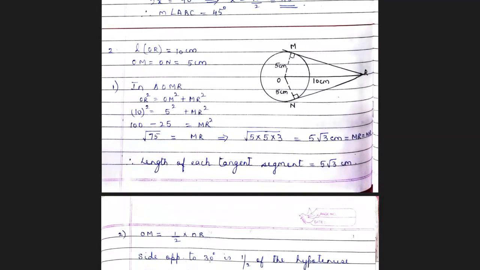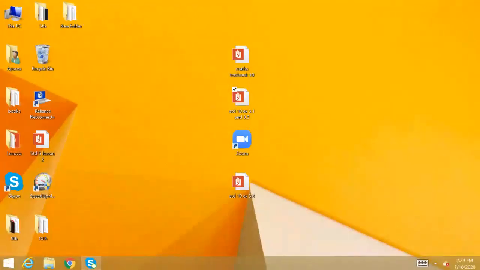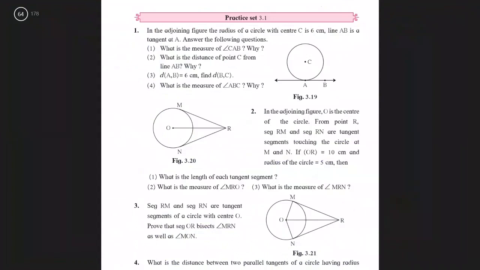In the second question, in the adjoining figure, O is the center of the circle. From point R, segment RM and segment RN are tangent segments touching the circle at points M and N. If OR is equal to 10 centimeter and the radius of the circle is equal to 5 centimeter. So OR is 10, radius is 5. Radius means OM equal to ON equal to 5 centimeter. First question, what is the length of each tangent segment? That means you have to find out the length of RM and the length of RN.